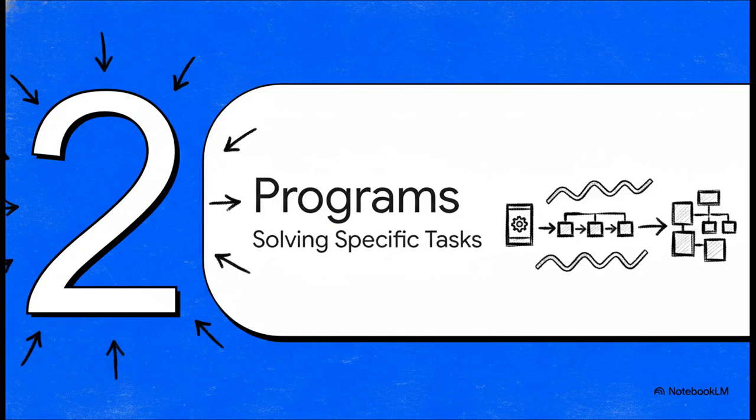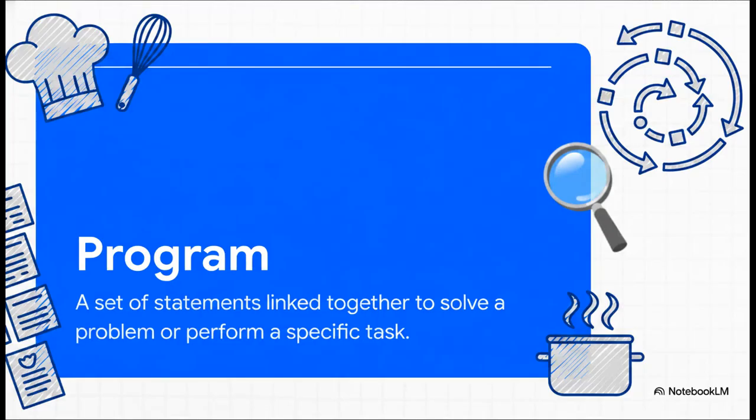Which leads us perfectly into part 2, programs, solving specific tasks. So, what happens when you string those perfectly accurate commands together? Well, you get a program. A program is simply a set of those commands, or statements, linked together to solve a problem or perform a specific task. Think of it like this. If a command is a single ingredient, the program is the complete recipe. In fact, our source notes that a set of steps to arrive at a solution is called an algorithm, which is defined literally as a procedure, formula, or recipe for solving a problem. When we write that algorithm out using our highly exact commands, boom, we get a program.